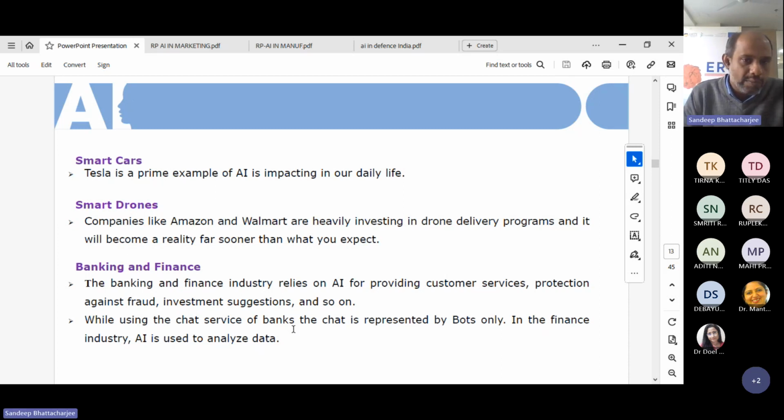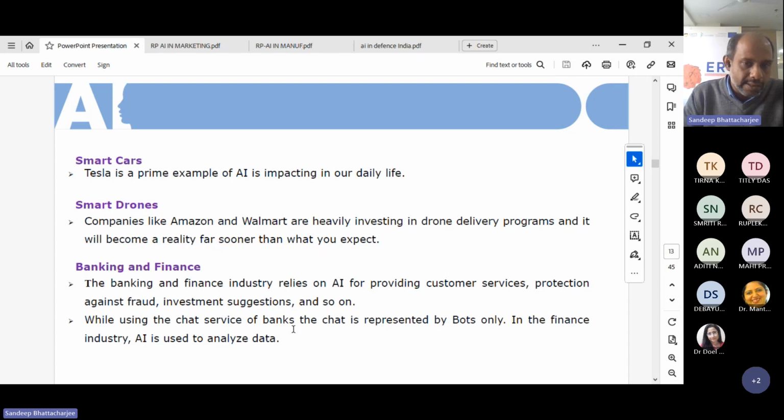It can also help you in protection against fraud. Of course, when you transfer some money, there is a chance that some third party might be trying to see what is going on, but these banking systems now have smart security features, which protect the customer or the person who is actually conducting the transaction, and also protect the person who might be at the other end of the transaction. It can also provide you investment suggestions, especially in stock market investment or mutual fund investment.